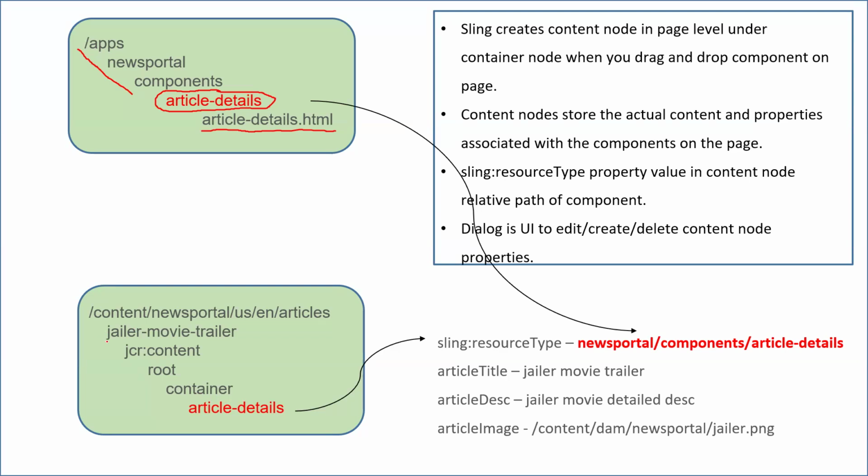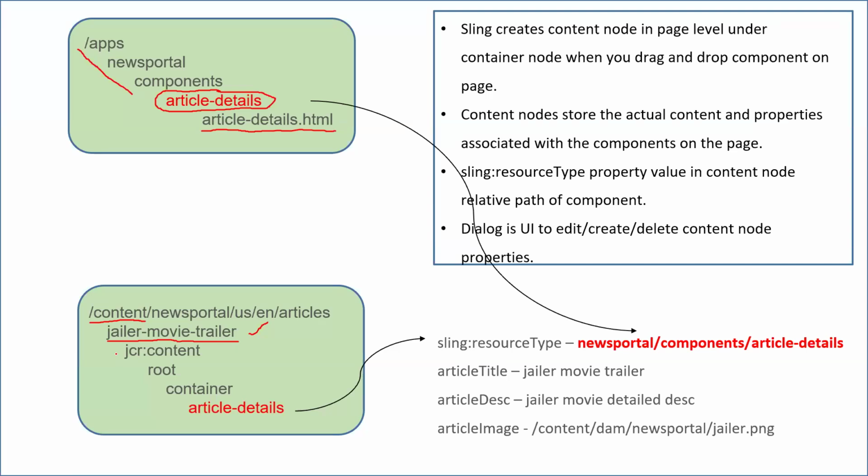The content nodes are part of the page. In this example, Jailer movie trailer is a page. It is available under content. As we discussed in the previous session, all the web pages, assets, content fragments, and experience fragments are stored in the content folder only. Even this page is part of the content folder. Jailer movie trailer is the page.